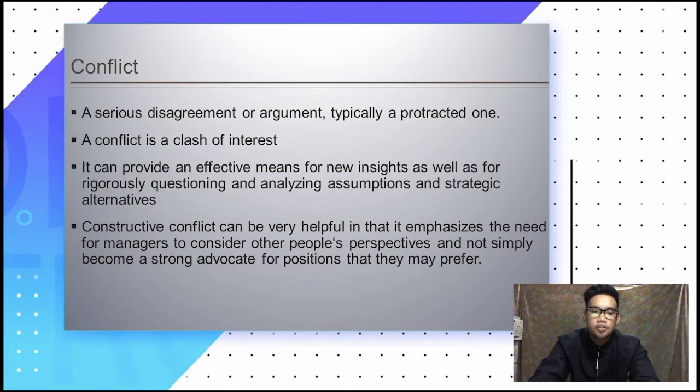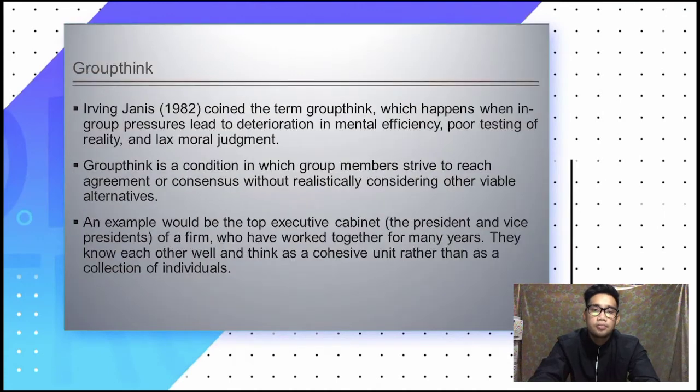If you don't have constructive conflict, you may only get consensus. When this happens, decisions tend to be based on compromise rather than collaboration. And that might become a flaw in your group decision making process. One constraint on group decision making is the term groupthink.